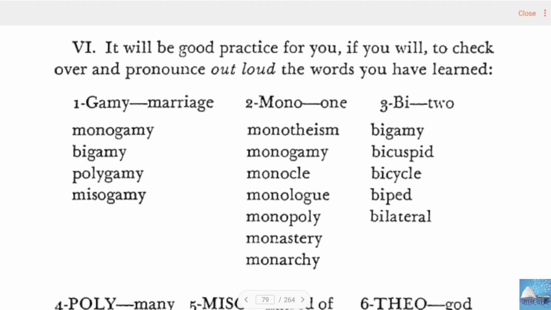Monocle. Monologue. Monopoly, monastery, monarchy. 3. Bi, which means two. Bigamy, bicuspid, bicycle, biped, bilateral.